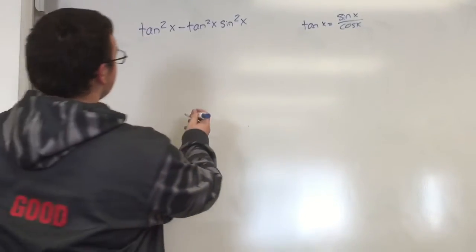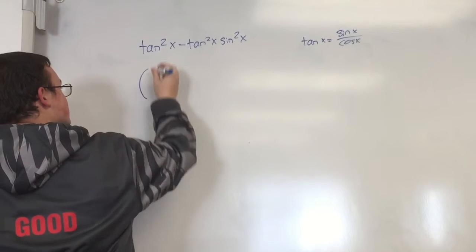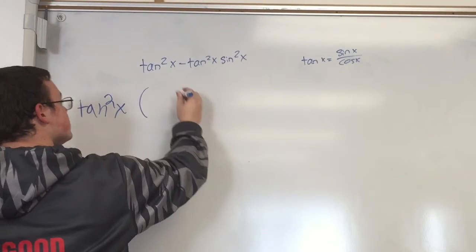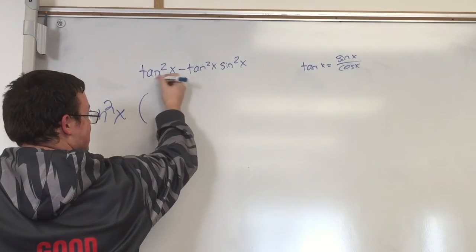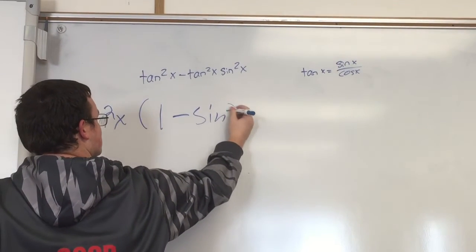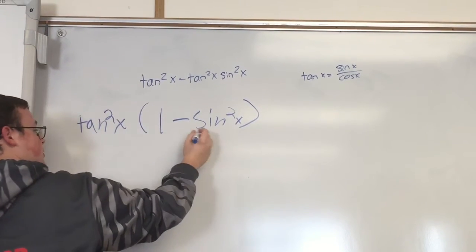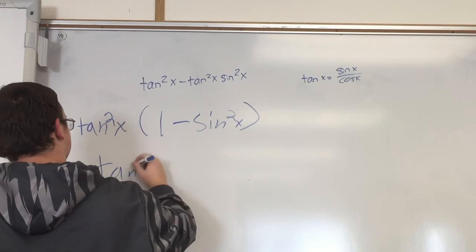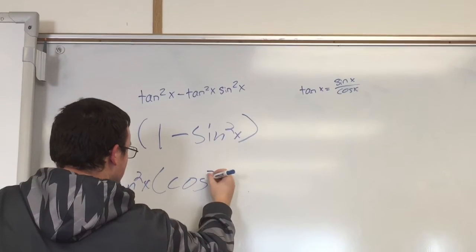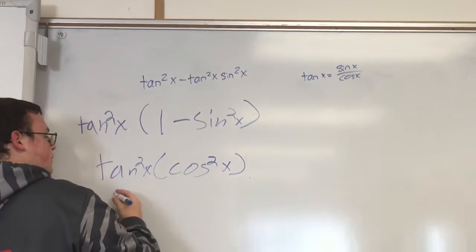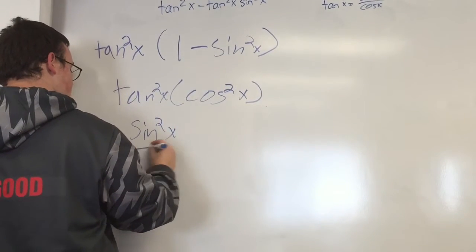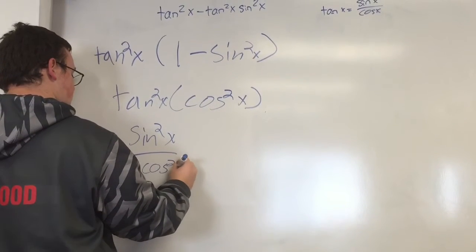Now for starters, what you want to do is pull out a tangent from this here. So pull out your tangent squared x, and then this simplifies into 1 minus sine squared. And this can also be further simplified into cosine squared based on our identities earlier. Then this can be simplified further into sine squared x over cosine squared x.